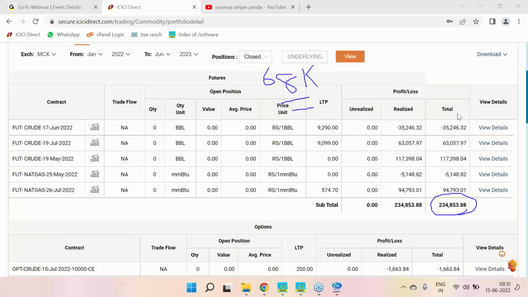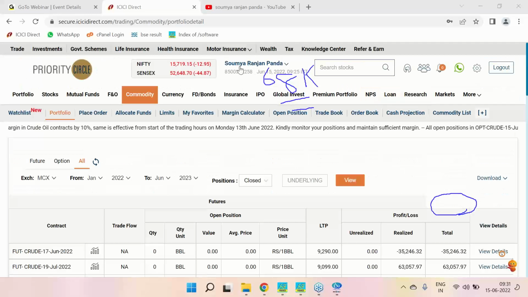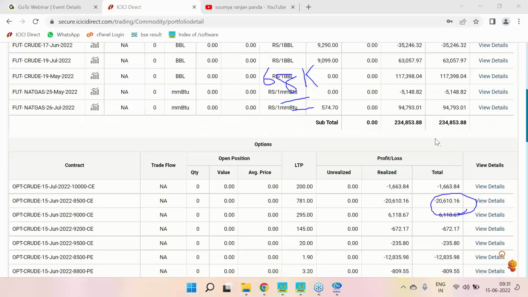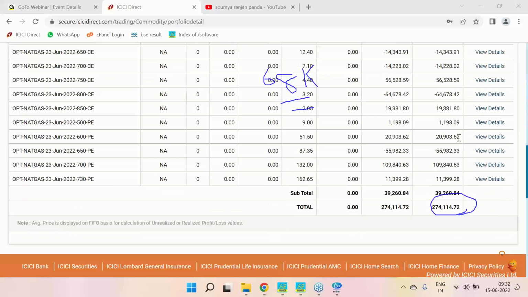Now this is my own account. It is not any borrowed account. Here you can see my name. Here 2 lakhs 34, and the option is also hedged. The option is being utilized for the hedging. So 39k, 2.74 lakhs, with a capital of hardly 5.5 lakhs. This is the pair trade you are going to learn in tomorrow's session.